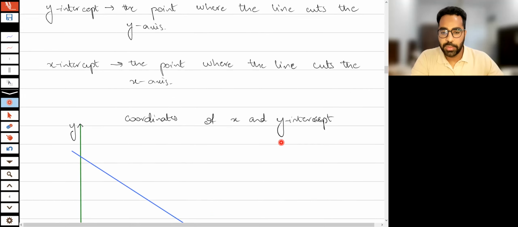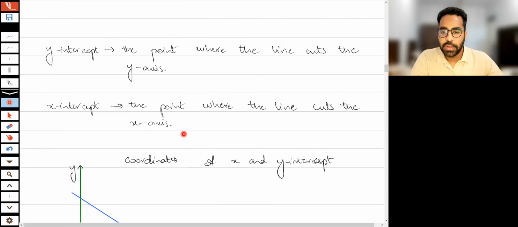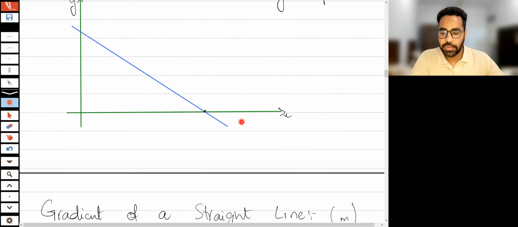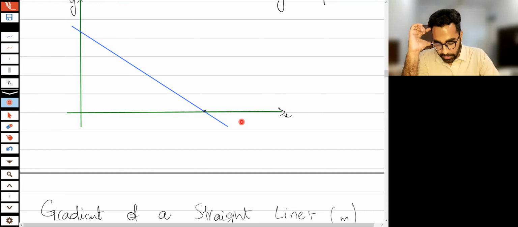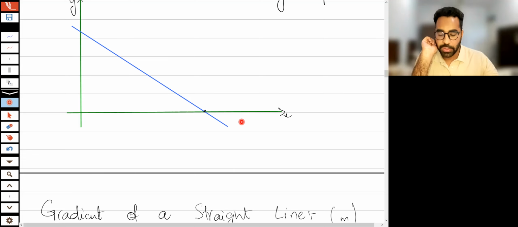Okay, so yep, that was all that was discussed over here as well. The point where the line cuts the y-axis, the point where the line cuts the x-axis, coordinates of x and y-intercept. In the next video, we're going to discuss the gradient of a straight line, and in the upcoming videos after that, we're going to discuss the equation of a line, equation of parallel and perpendicular lines, equation of a perpendicular bisector, and we're going to solve questions, partial questions related to coordinate geometry to complete off the topics.